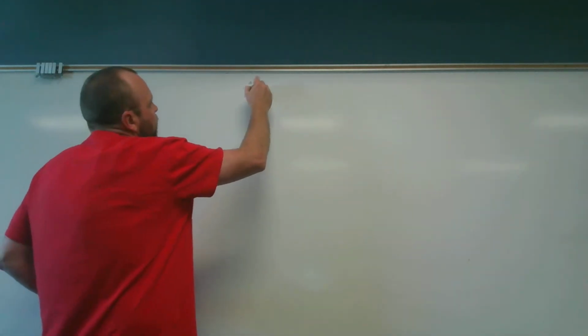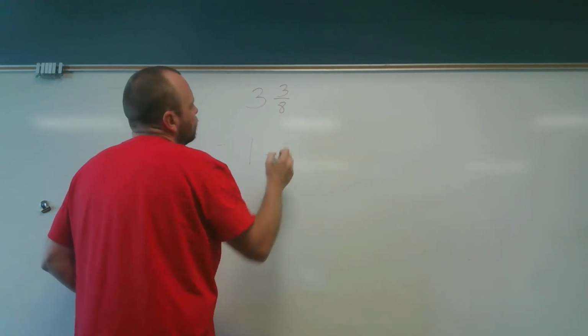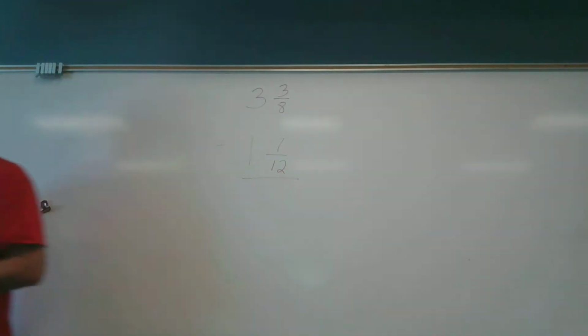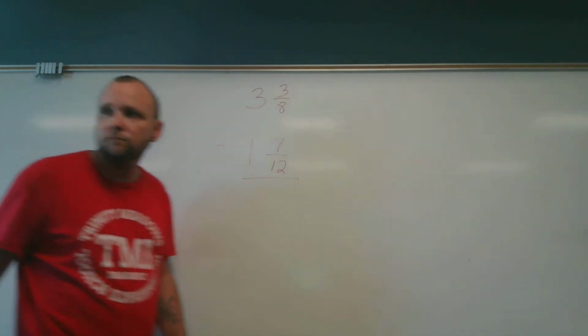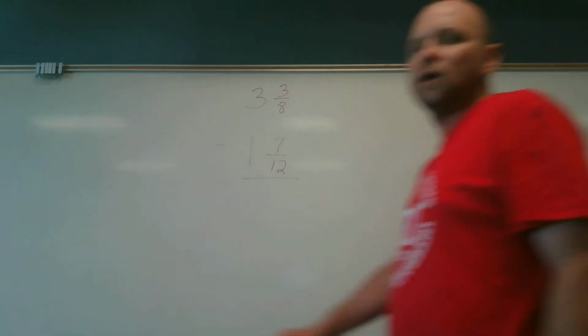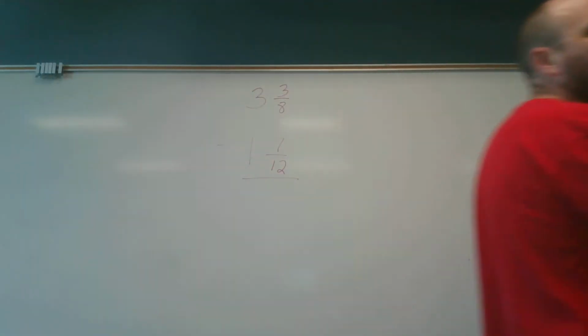All right, let's do 3 and 3/8 subtract 1 and 7/12. 3 and 3/8 subtract 1 and 7/12. The first thing I have to do is what, Noah? Good. Find a common denominator. Find a common denominator for 8 and 12. This should be easy. I think we just almost did this. Isabella, what is my common denominator for 8 and 12?